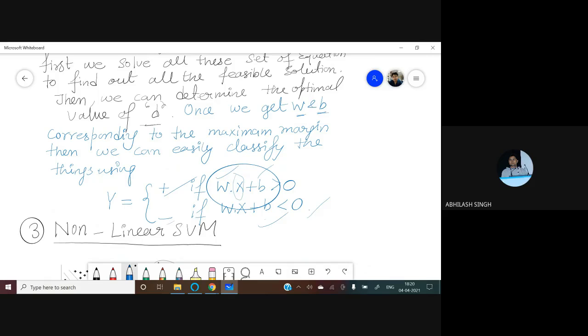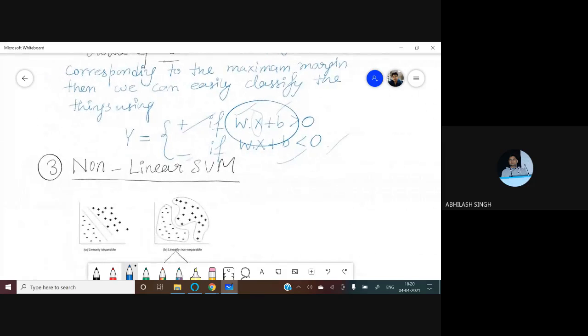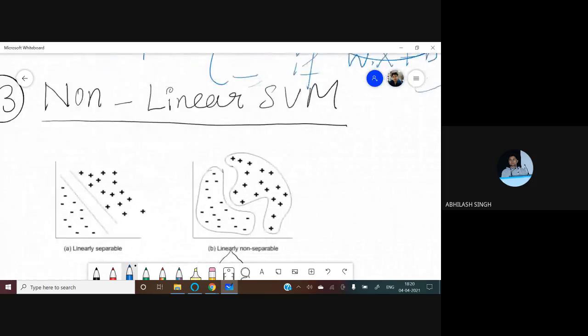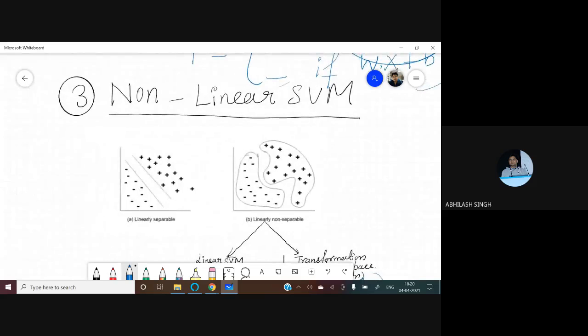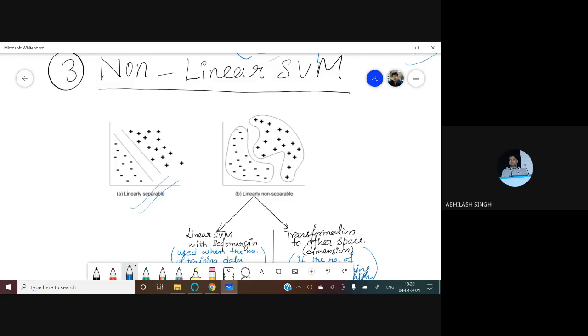In real life we don't usually get data sets that are easily linearly separable. Let me zoom, I'm struggling with this whiteboard. What we have discussed till now is a simple linearly separable data set. But more practically, we have to deal with linearly non-separable data sets.